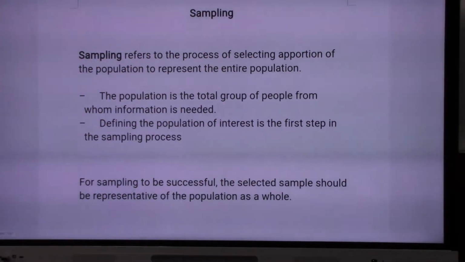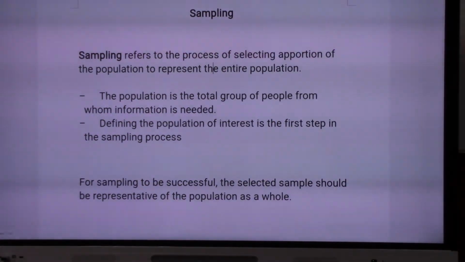The population is the total group of people from which we want to collect information. Defining the population of interest is the first step in the sampling process. There is no specific rule to follow in defining the population of interest. The population of interest differs according to the research objective.